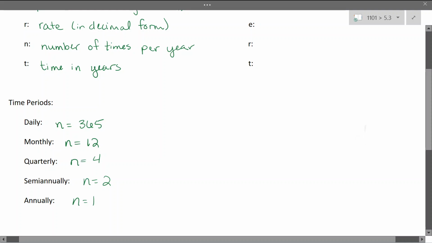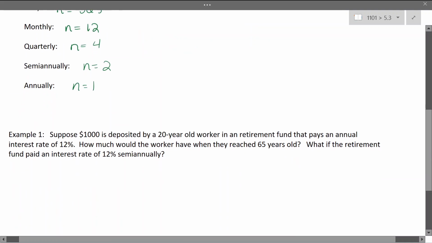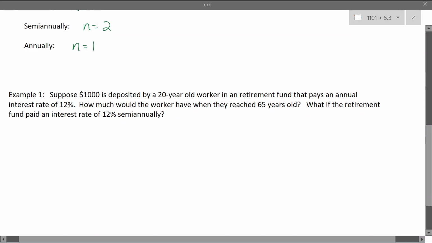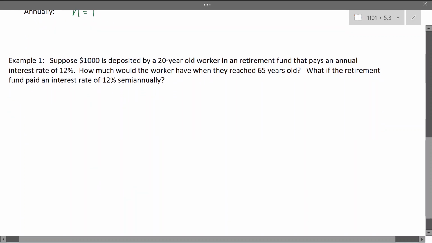So let's look at an example of compound interest with N times per year. Suppose $1,000 is deposited by a 20-year-old worker in a retirement fund that pays an annual interest rate of 12%. How much would the worker have when they reach 65 years old? And then a second question: what if the retirement fund paid an interest rate of 12% semi-annually?